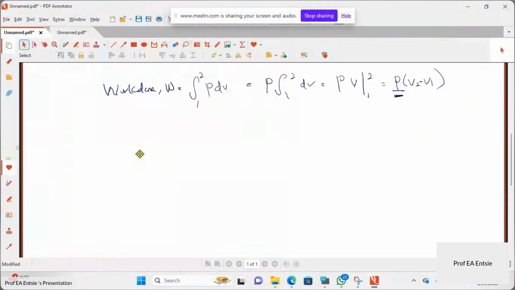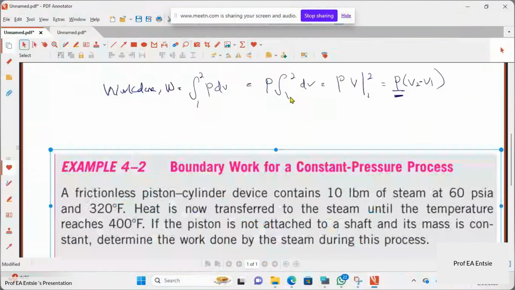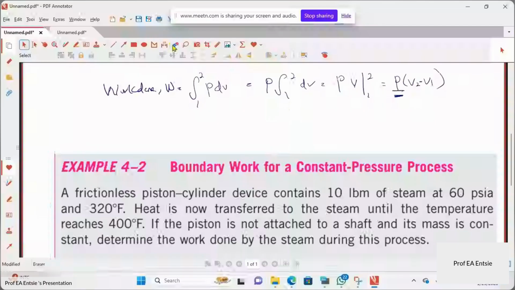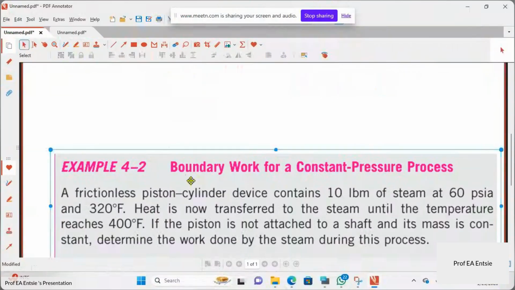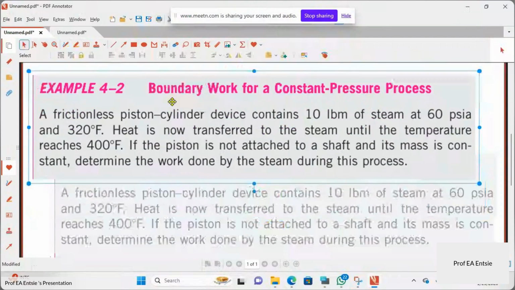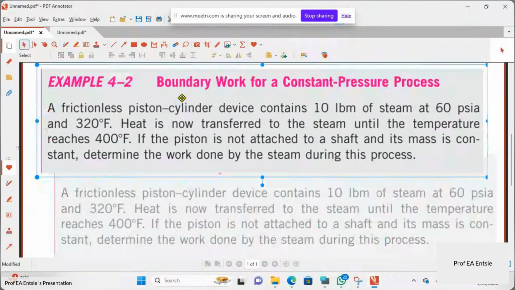So this is the problem. Before I do this, let me clean this. We know that pressure is constant, change in volume is not constant anymore here. So, solution.